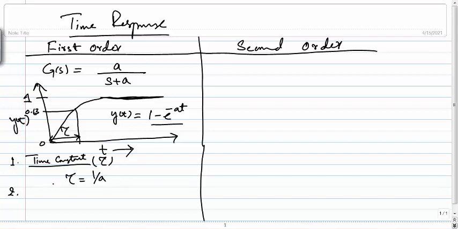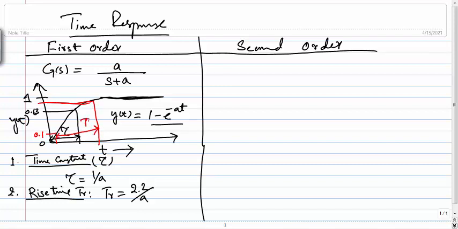The next important thing is rise time. We represent it by TR for first order, and this rise time is equal to 2.2 divided by a. So rise time is, if this is 0.1 and we reach somewhere here, this time is rise time, TR. So this is the formula for rise time.